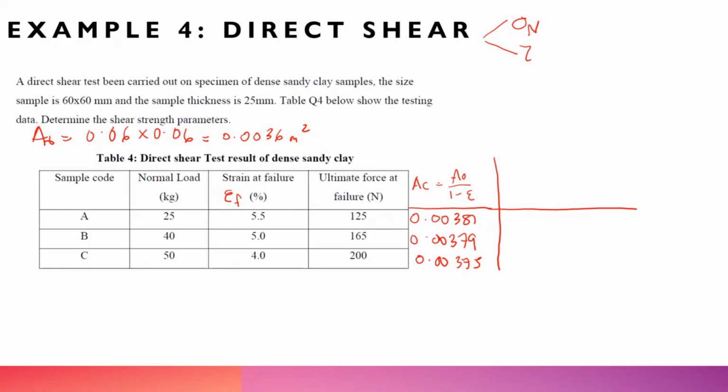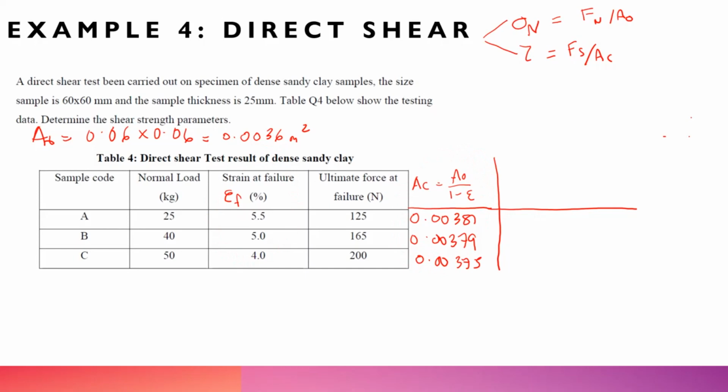So to find out the normal stress and shear stress: to get the normal stress is equal to normal force divided by area, and to get the shear stress is shear force divided by cross-section area. So here are the initial cross-section area. For normal stress, shear stress is the cross-section area corresponding to changes, subjected to the strain at failure here.